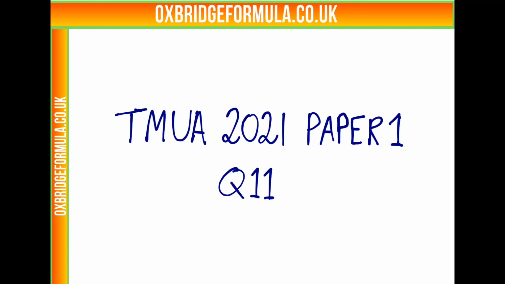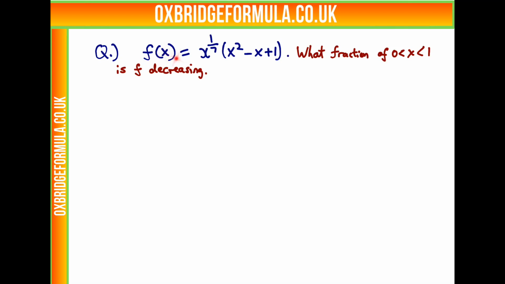This is TMUA 2021, Paper 1, Question 11. We're given that the function f of x is x to the power of 1 over 7, all multiplied by x squared minus x plus 1. And we need to work out for what fraction of the interval x between 0 and 1 our function f is decreasing.